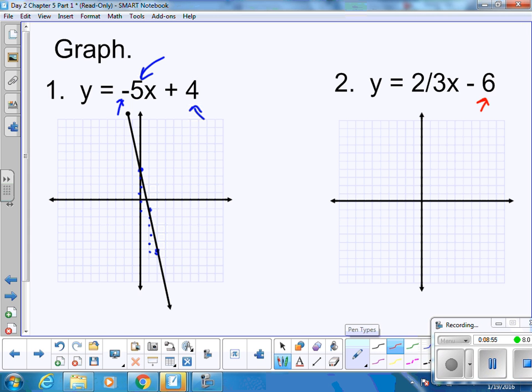Okay, -6. So it shows up. 1, 2, 3, 4, 5, 6. Y-intercept. Looks like it's going to rise 2 and run 3. 1, 2, 3. Rise 2, run 3. I can see that indeed my line is being created from there.